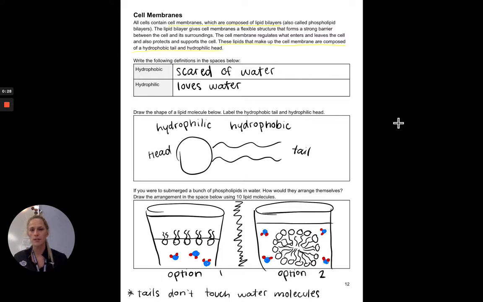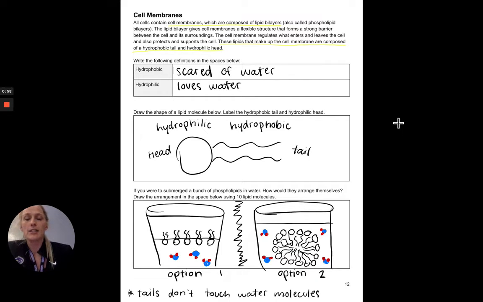So let's start by reading this first paragraph on page 12. Our first paragraph says, all cells contain cell membranes, which are composed of lipid bilayers. If you think back to our first unit, we talked about lipids a lot, right? Lipids are fats. So the surface of your cells is mostly composed of fats or lipids. We also sometimes call them phospholipids, and so sometimes we call it a phospholipid bilayer.